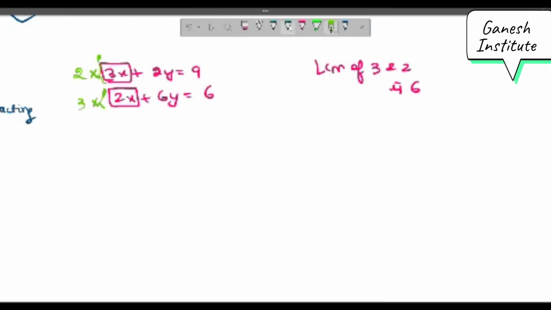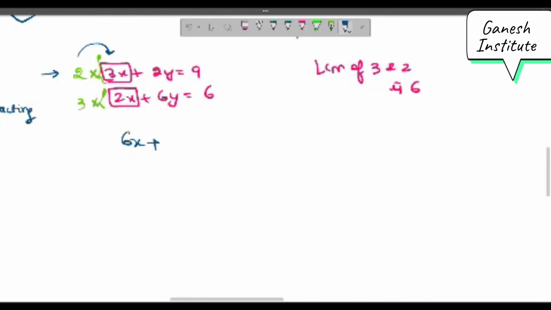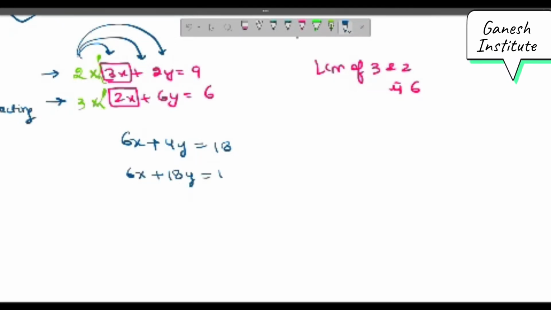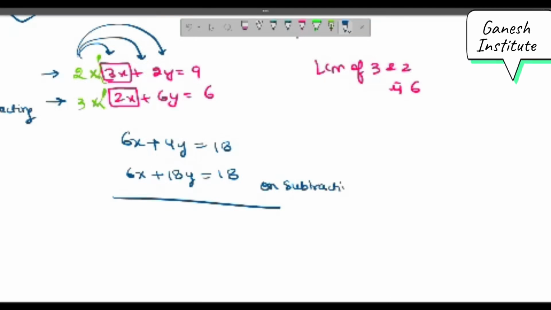Perfect. So what I'm doing now is transforming this equation by multiplying the whole equation by 2. So this becomes 2 times 3, 6x, 2 times 2, 4y, 9 times 2 is 18. And the second one will become 3 times 2 is 6x, 3 times 6 is 18y, and 3 times 6 is 18. Is this fine? And now the process is the same, I can use subtraction here, and then I'll change the sign and cancel this out.